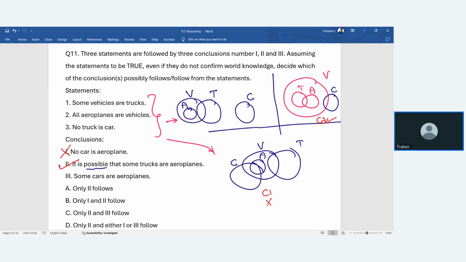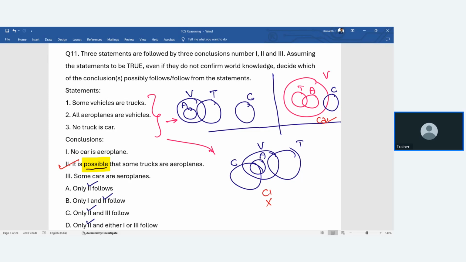Some cars are aeroplanes. Regarding cars and aeroplanes, have a look here. The second one, damn sure it must be there, because there is a word called possibility. If it satisfies one diagram also, we should consider it. So the second one must be there in the options. You can look into every option: second one here, second one here, second one here. Every option has two follows. Now your decision is regarding 1 and 3, right?